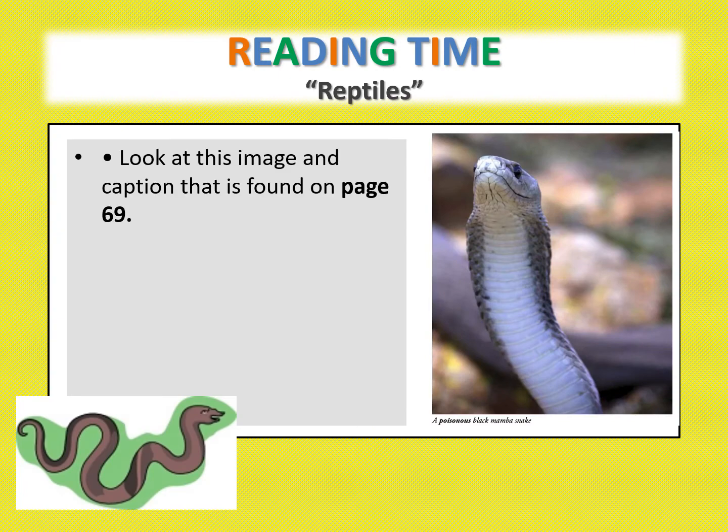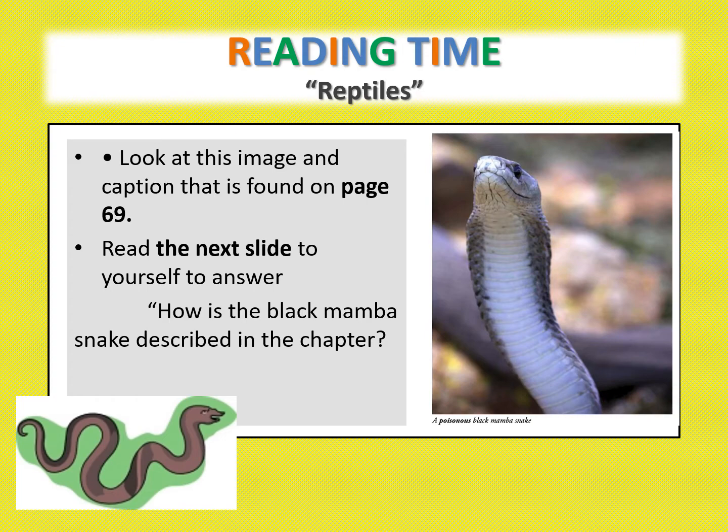So take a look at this image and the caption that is found on page 69. The caption says, a poisonous black mamba snake. Read the next slide to answer, how is the black mamba snake described in the chapter?